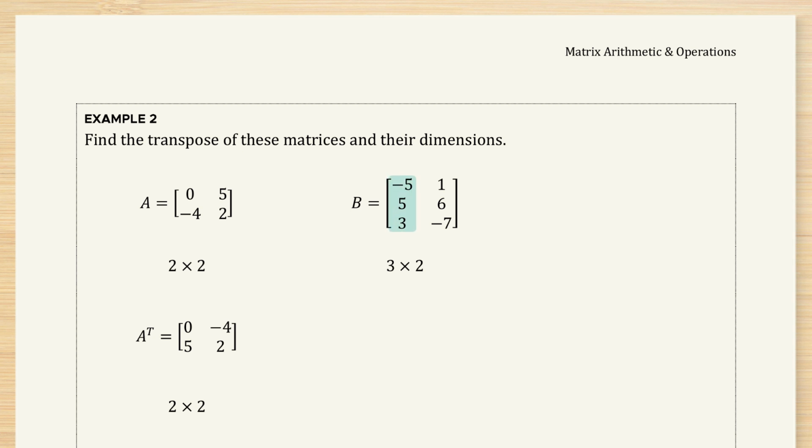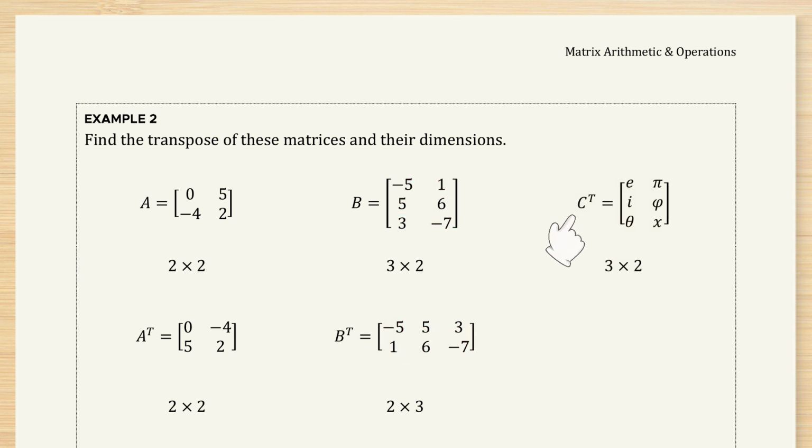B has the first column as negative 5, 5, and 3. The transpose of B is going to turn that first column into the first row, negative 5, 5, and 3. The second column in B, 1, 6, negative 7, becomes the second row in B transpose, 1, 6, negative 7. Now look closely, this is where the dimensions do change because B is not square. B has 3 rows and 2 columns. It is 3 by 2. But B transpose now has 2 rows and 3 columns, 2 by 3. As a side note, we don't need to go column first and then row. We can go row and then column.